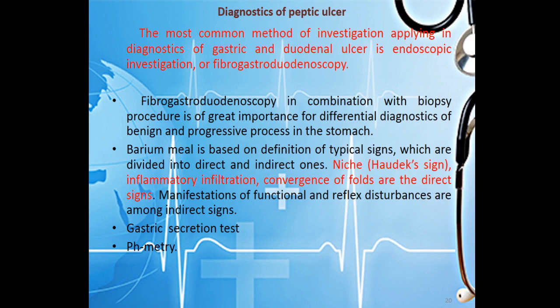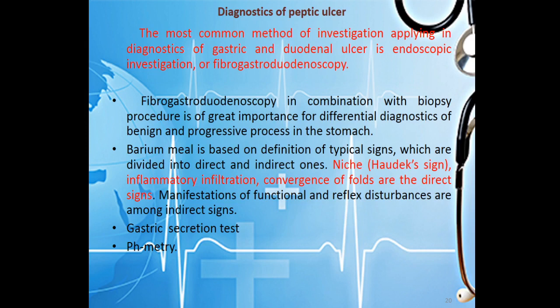So, the main diagnostic method of the ulcer disease is fibrogastroduodenoscopy. The second investigation is X-ray, Röntgen contrast investigation of the stomach with barium. We can see direct and indirect signs of the ulcer. Direct signs are the niche, Haudek's sign, inflammatory infiltration, convergence of the folds. Indirect signs, I will show later.